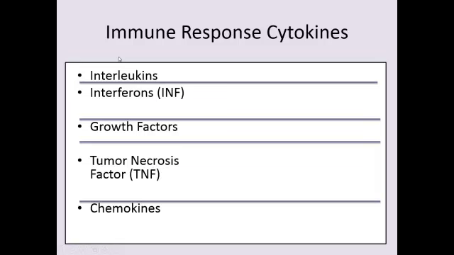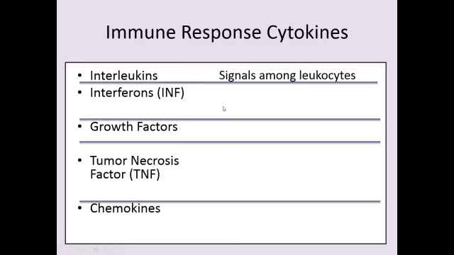Next up, immune response cytokines. Immune cells talk to each other, and the chemicals that they use to talk to each other we call cytokines. So let's go through the 5 classes of cytokines. Interleukins, as the name implies, are released by leukocytes as signals among leukocytes. Now, a few other cells do release interleukins, but the vast majority come from leukocytes.